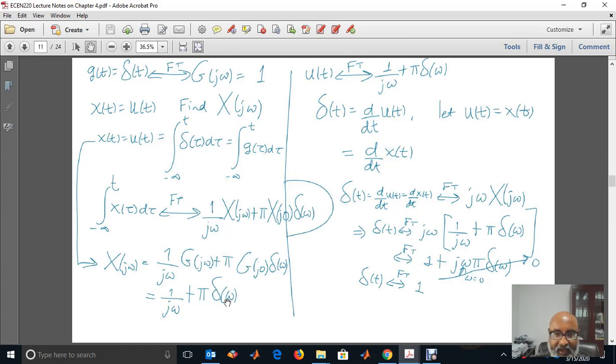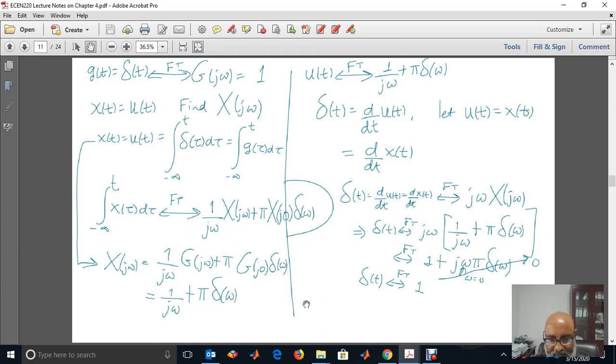We can get the Fourier transform of the impulse using the derivative property. We can just prove again that the Fourier transform of the impulse is 1 using the derivative property. And again, I use here the derivative property. Let's call u of t is x of t. So the derivative of u of t, which is x of t, is the impulse. So using the derivative property, the derivative of x of t, the derivative of u of t, is the impulse. The Fourier transform is j omega times X(j omega).